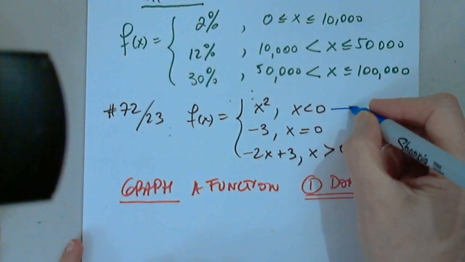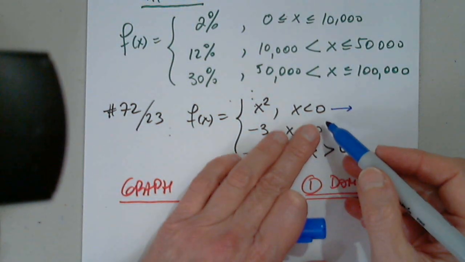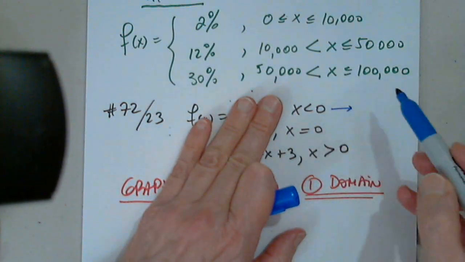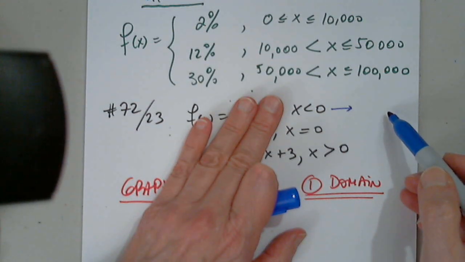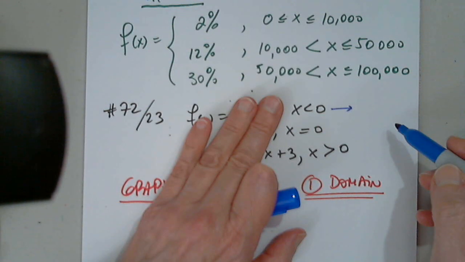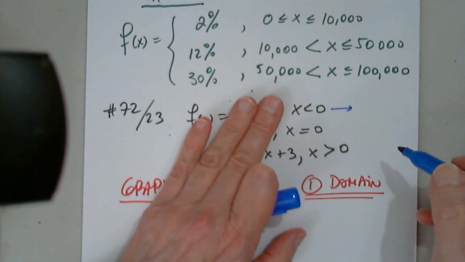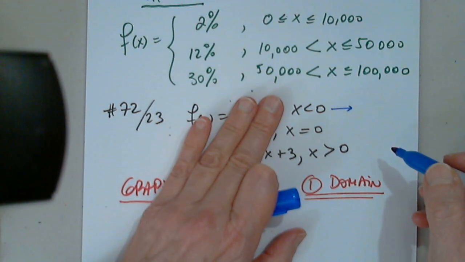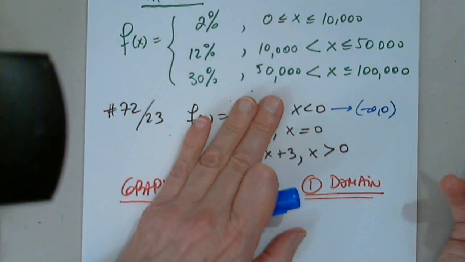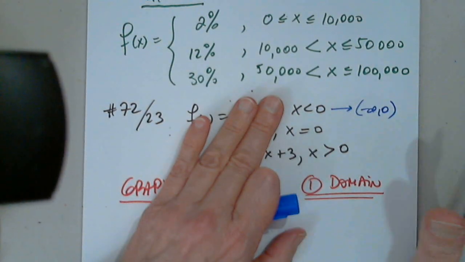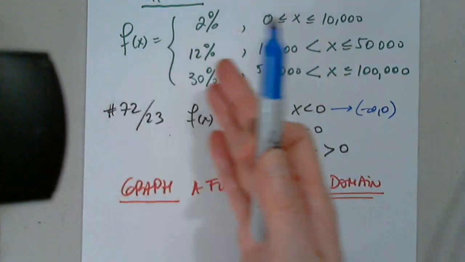Now, can anyone give us the interval notation for this? Just look at this, x less than 0, and just give me the interval notation. Do you remember the interval notation? Would it be parentheses negative infinity comma, of course 0? Of course, that's it. x less than 0 means from negative infinity to 0.